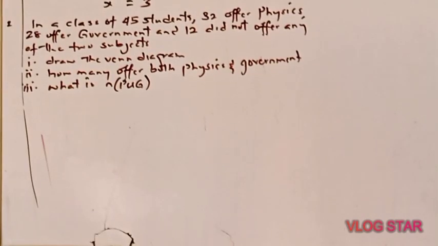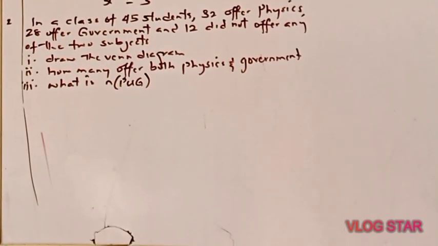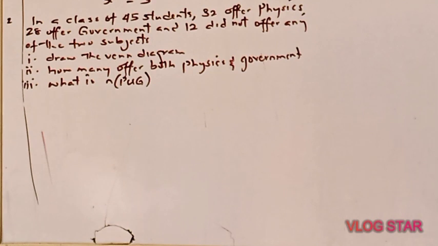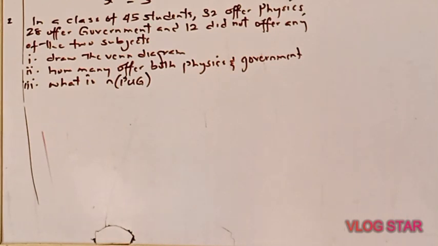So let's look at the second question. In a class of 45 students, 32 offered physics, 28 offered government, and 12 did not offer any of the two subjects. Question 1, draw the Venn diagram to represent this information. Then 2, how many offer both physics and government? And 3, what is the number of P union G? So let's go. And this is how we start a question like this.